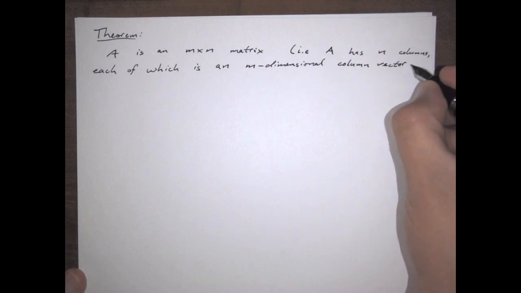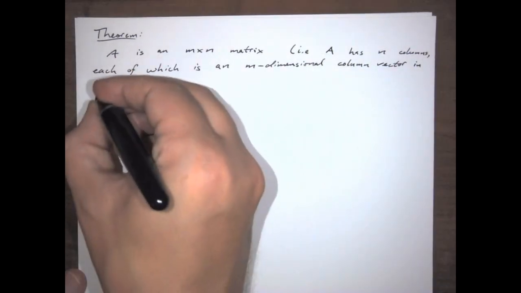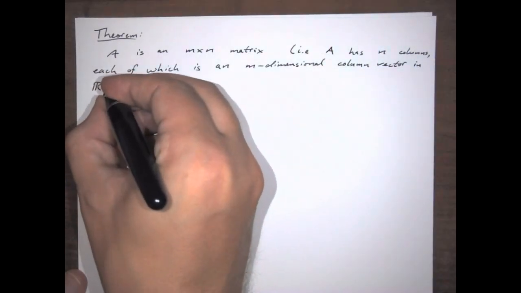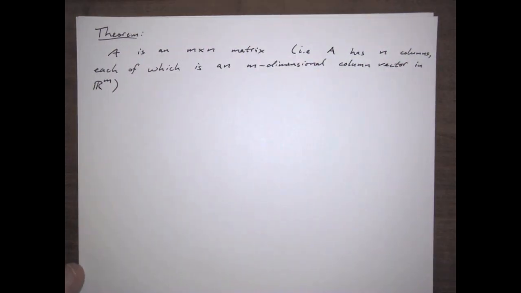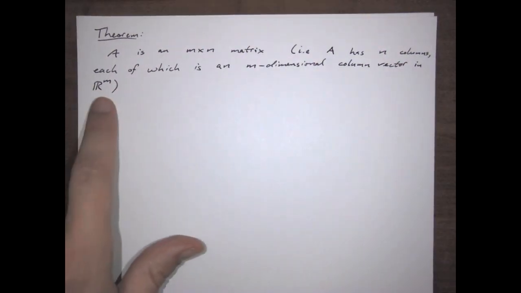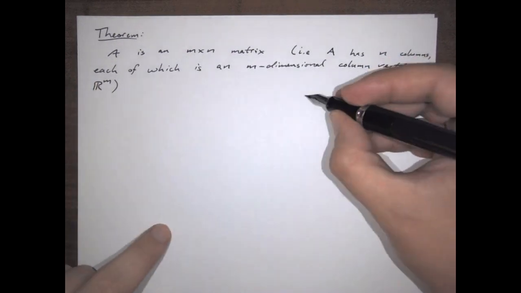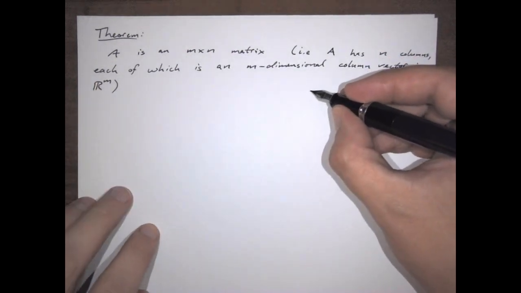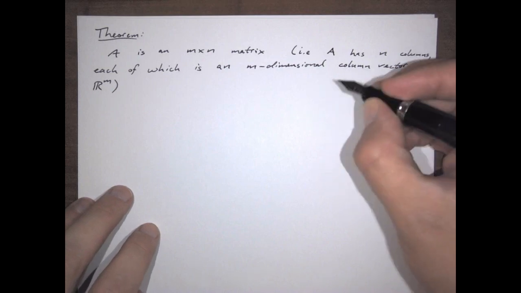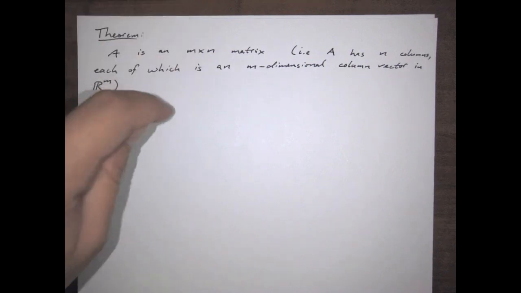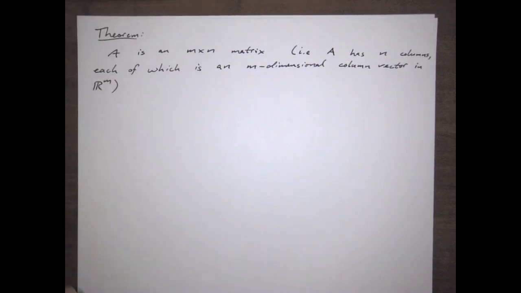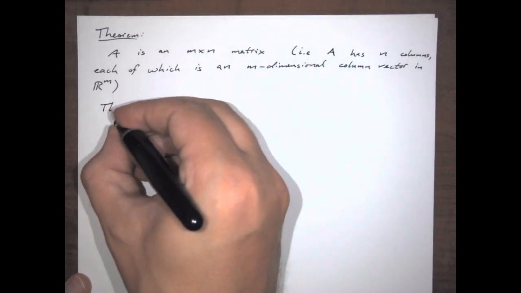So in other words, belonging to Rm. So Rm, remember from section 1.3, represents column vectors where each of the vectors have m entries, so m rows. So A has m rows, which means that each of its n columns has m entries.